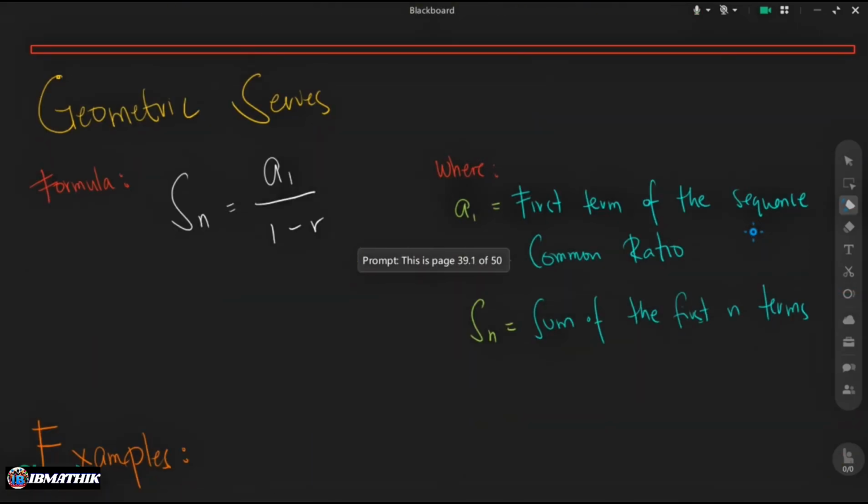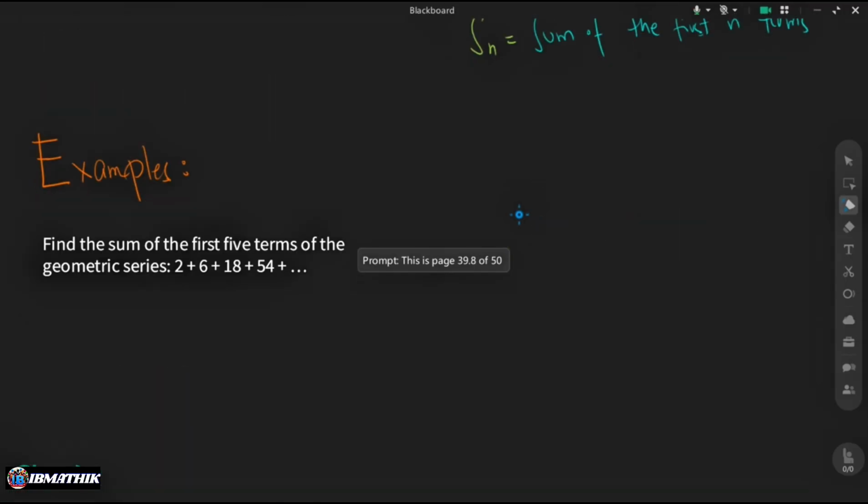Let's talk about geometric series. So this is the formula for the geometric series. S sub n is equal to a sub 1, or the first term, all over 1 minus the common ratio. It is where a sub 1 is the first term, r is the common ratio, and S sub n will be the sum of the first n terms.